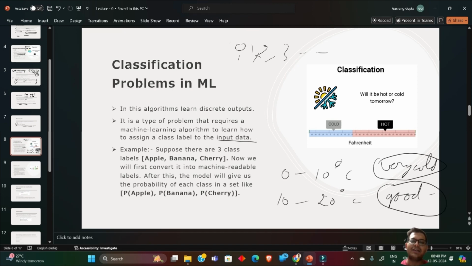So that's the thing. We train our machine learning algorithm to predict. For example, let's suppose there are three class labels: apple, banana and cherry. First, we have to convert this into a machine readable format.